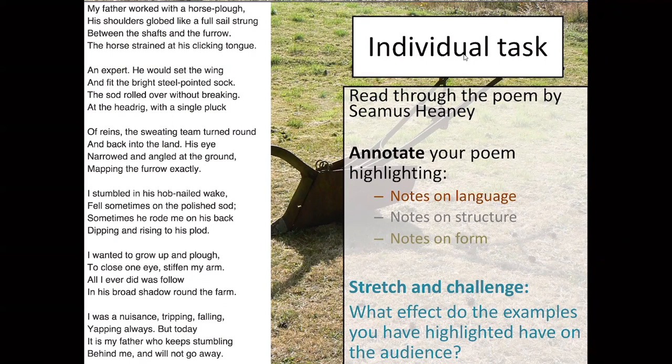analysing. So, do you notice any particular language techniques that have been used? Are there any particularly poignant or powerful quotations that stand out? What can we say about the structure? So have a look at the stanzas. How many stanzas are there? Could that be symbolic of something? How do the stanzas flow between each other? Do they flow between each other? These are questions we should consider when analysing.